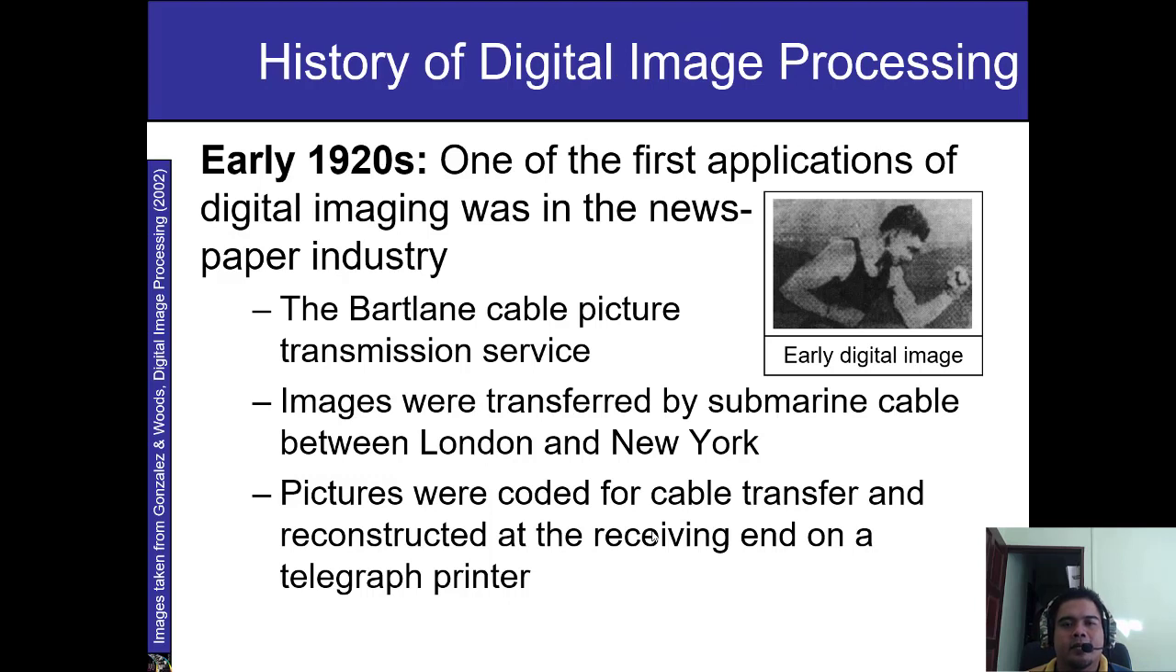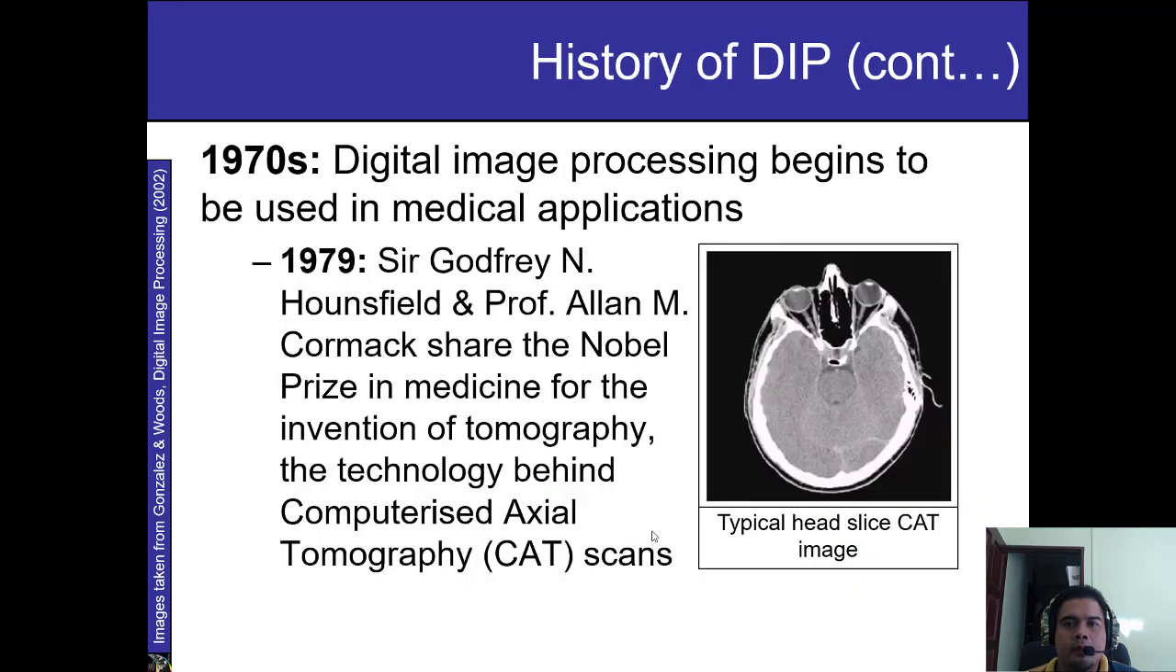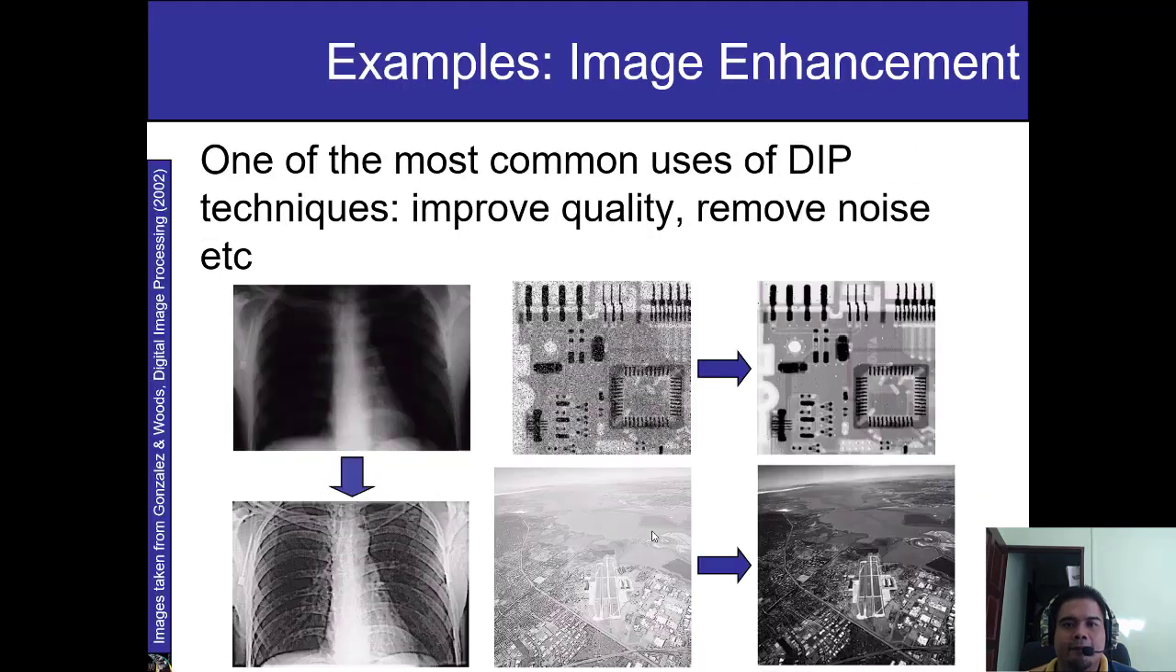Okay, for the history, you can try to read by yourself how the progress of digital image processing actually started from the early 1920s. You can read this one by yourself.